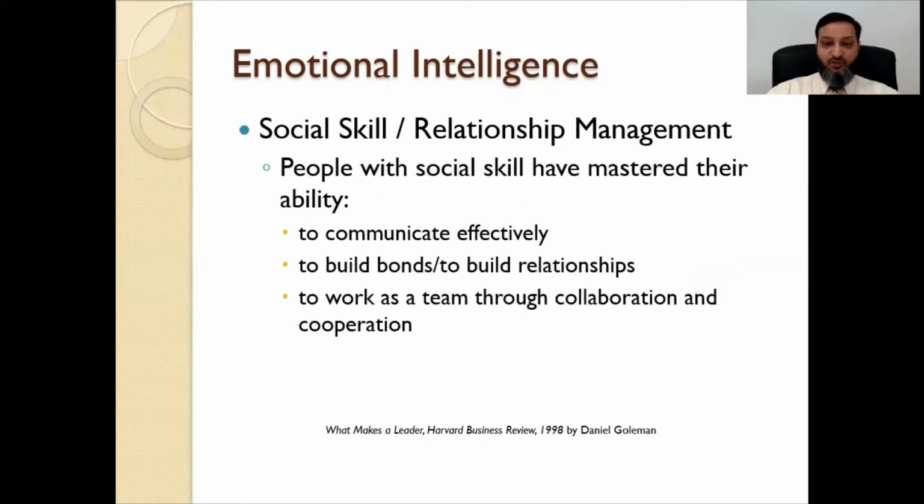So people with good social skills, with good emotional intelligence, have mastered their ability to communicate effectively, to build bonds and relationships, and to work as a team through collaboration and cooperation. Again, this is the goal of emotional intelligence. This is the goal of effective leadership. This is the goal of a team, right? To communicate well, to build good bonds and relationships, and to work together as a team, to interact with people in a way that affects them positively.